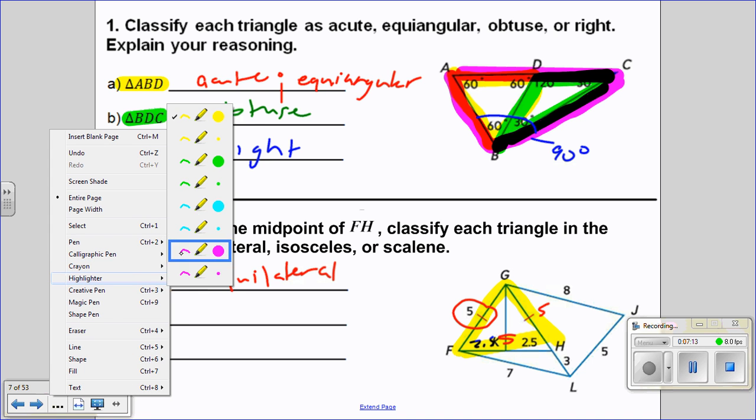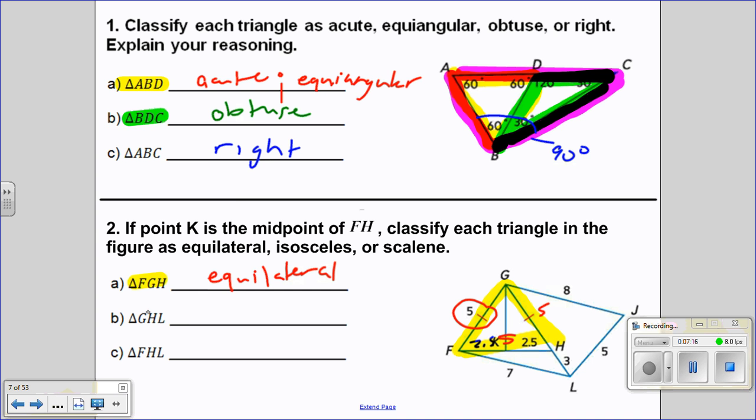The next triangle we're going to look at is triangle GHL. And I knew there was a typo. It's supposed to be GJL. Sorry, guys. I couldn't quite remember where the mistake was. So again, GJL.